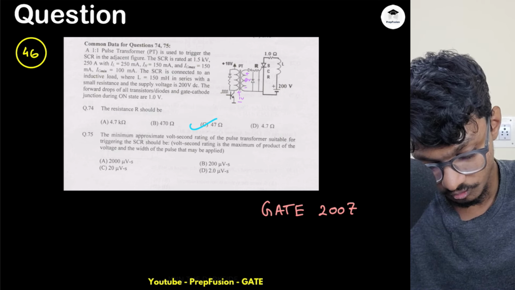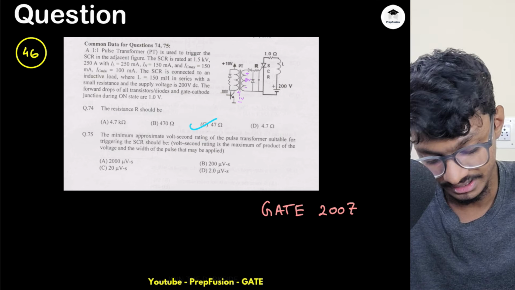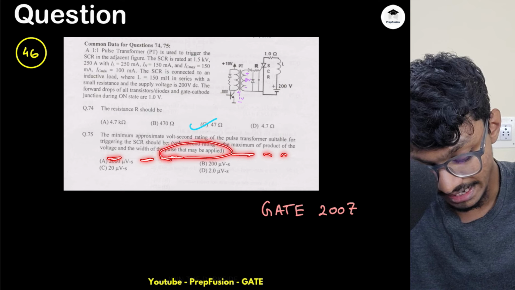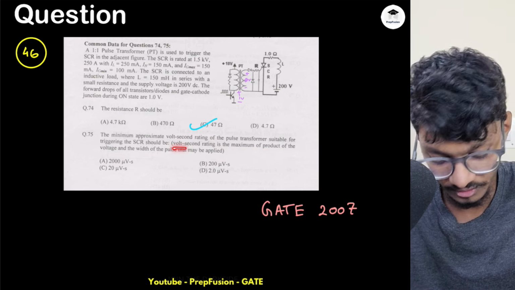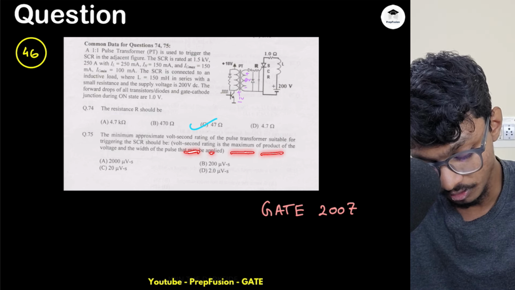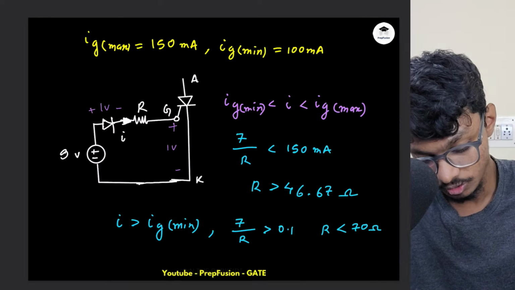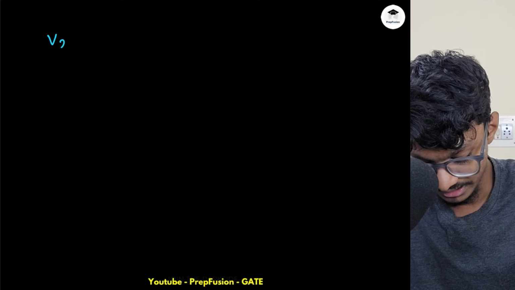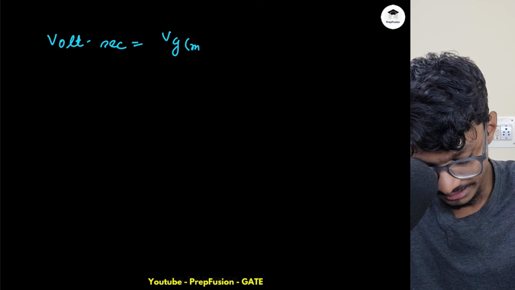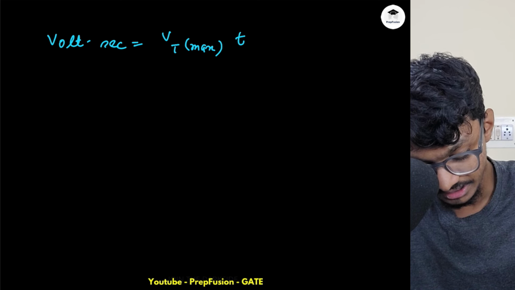the minimum pulse volt second rating. So what is the minimum volt second rating? Here they have mentioned what the volt second rating is. It is the maximum of the product of the voltage and the width of the pulse that may be applied. Generally I also don't know what volt second is, but here they have mentioned it. So the volt second rating is basically VG max, or the transformer voltage maximum, times the pulse width, T pulse.